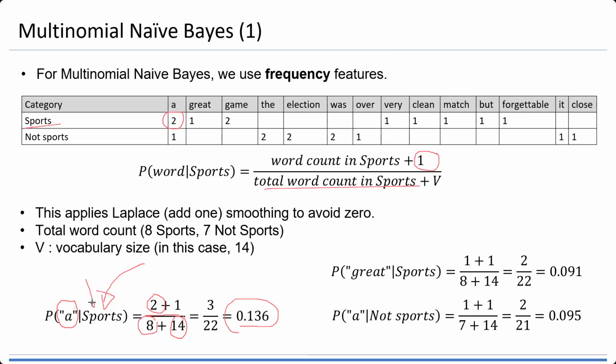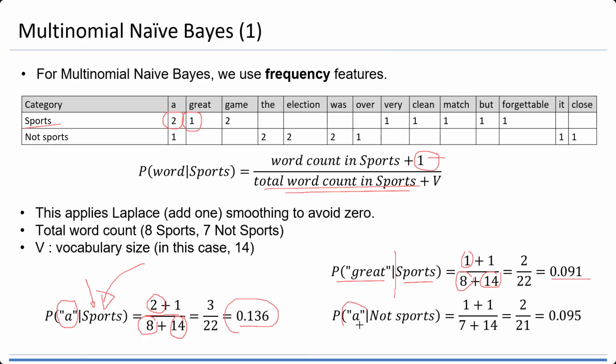And then we can calculate for the other words. We have the words "a very great game". Then "great", given that it is sports: we have 1, so 1 plus 1, and 8 because there are 8 total words in sports, plus 14. So the probability of "great" is 0.091.